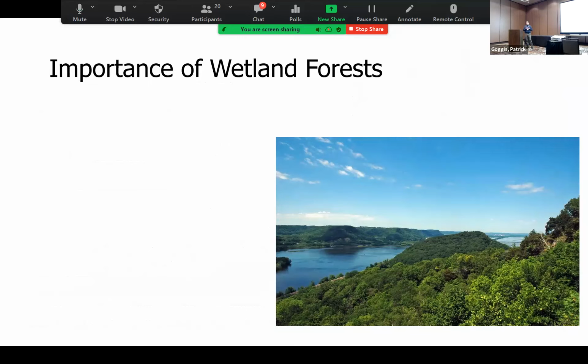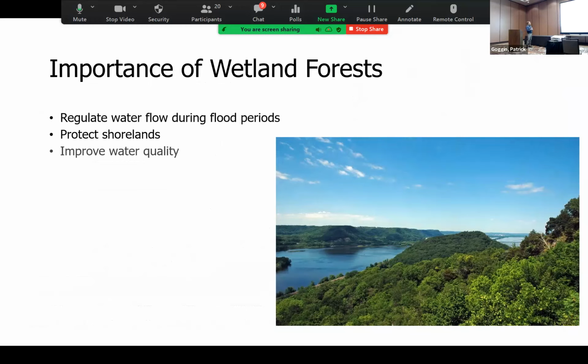Now, I'm not going to dwell a lot on this slide because I think of all people, this group should already have a pretty good appreciation for the importance of some of these wetlands. These forested wetlands would be similar to some of the benefits and importance of all wetlands: regulating water flow, protecting shorelines through the root and vegetation system, improving water quality. So, you know, a great filtering mechanism.